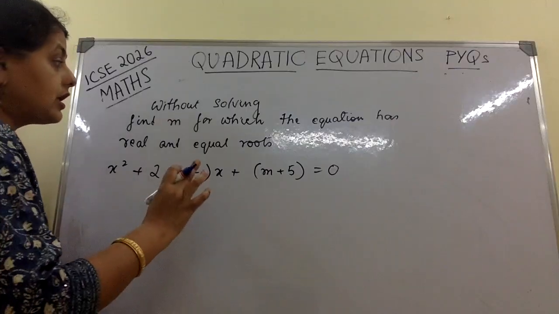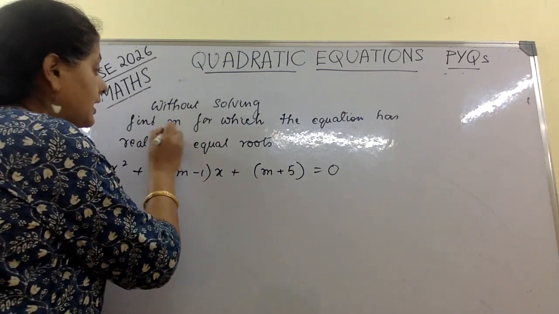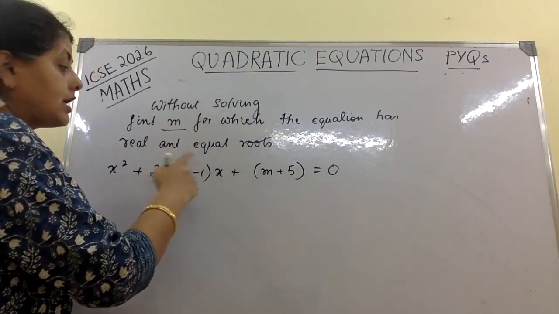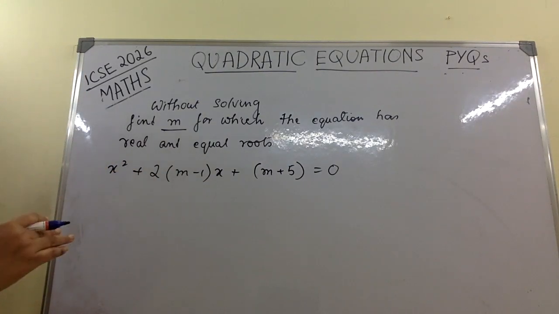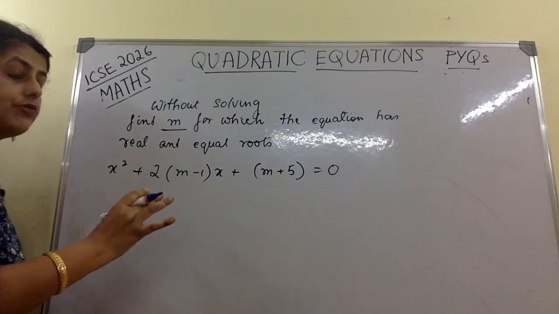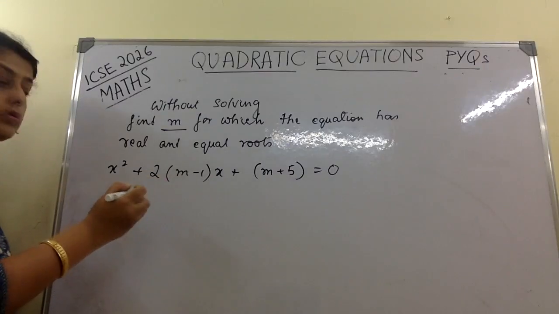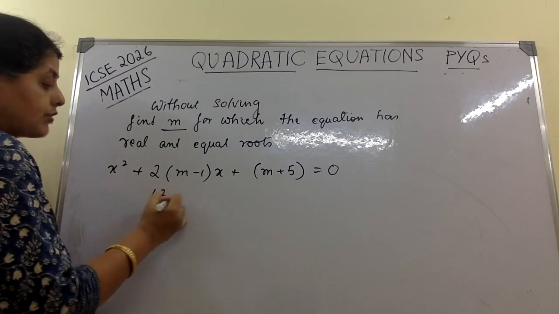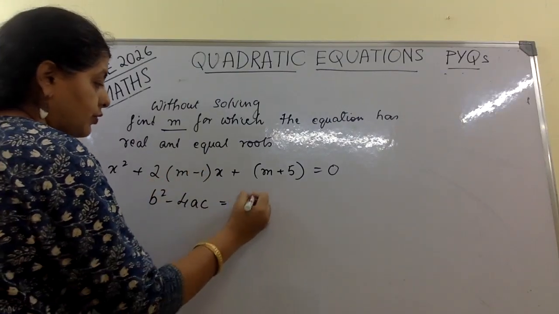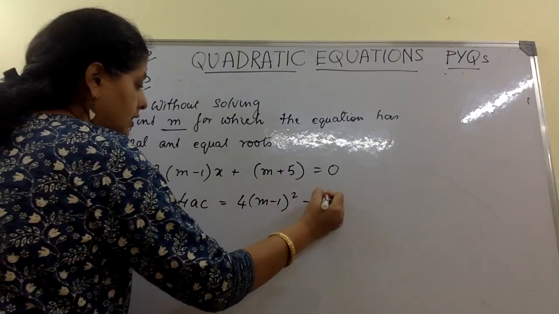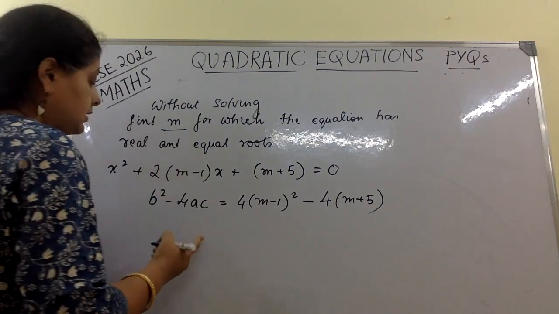Now here is a question without solving, that is, they are not asking you to solve this quadratic equation. They are saying find the value of m for which the equation has real and equal roots. Now you know from the discriminant that for real and equal roots, b square minus 4ac is equal to 0. So what is b square minus 4ac? What is b here? This much part. Yes, (4m minus 1) square minus 4a, c.